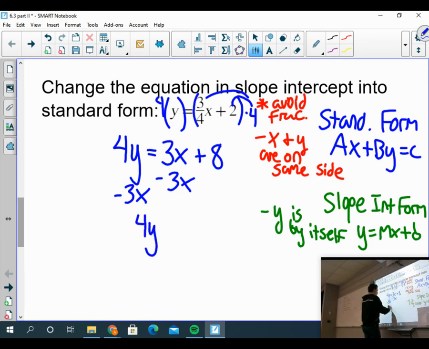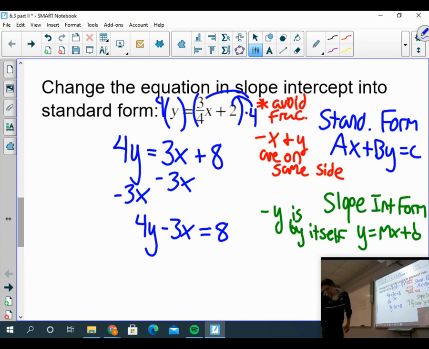And I will get 4y minus 3x equals 8. Okay? This is now in standard form. Again, 4 is my a value, 3 is my b value, and 8 would be my c value.